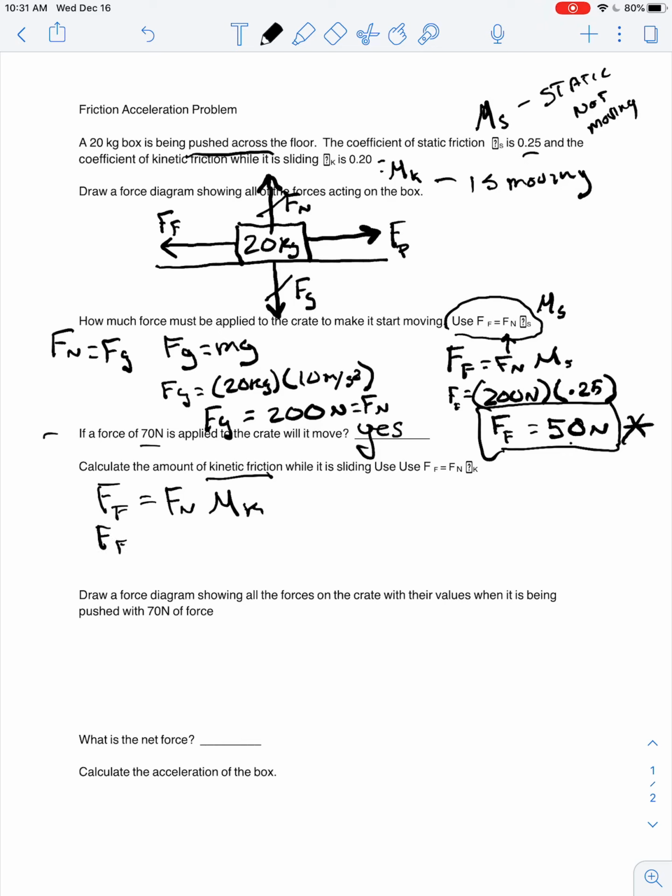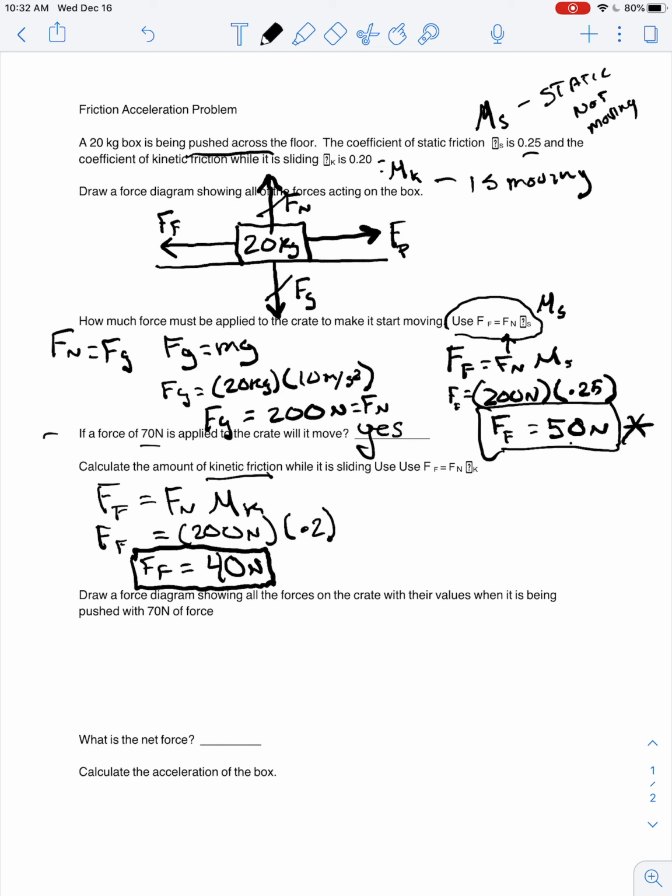So my friction force while it's sliding is again 200 newtons times mu k, which is 0.2 now. And I get a friction force that's only 40 newtons. So the friction is 50 that I have to overcome to make it start moving, but then I only have to push with 40 to keep it going.